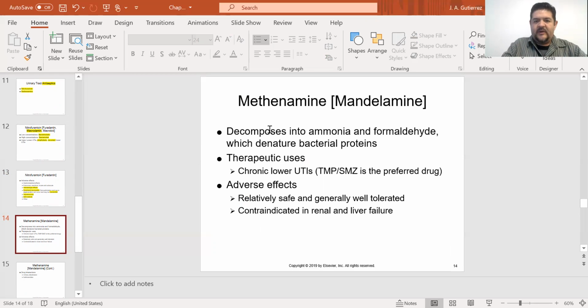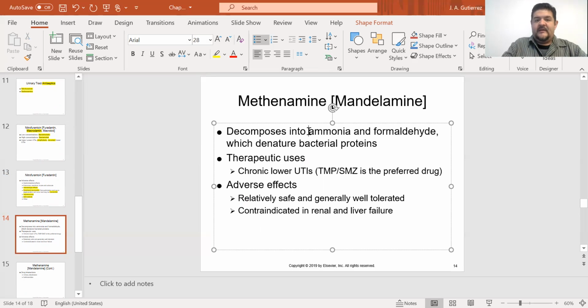Methenamine, the way it works, it breaks down into ammonia and formaldehyde, and that is going to cause the bacteria to break down the proteins of the bacteria, protein from the wall, protein from the membrane, and functional proteins. Same thing, usually methenamine is used on chronic cases. That means a patient that constantly has UTIs, not even acute cystitis now, it'll be chronic cystitis. And it's not advised during kidney and liver failure.